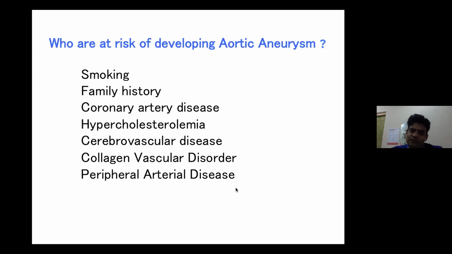Now, in which patients should we be looking, and who are at risk of developing aortic aneurysm? Once we know that, we can direct our screening towards such patients. Number one are smokers, who are at highest risk of having this disease. And if there is a family history of abdominal aortic aneurysm or thoracic aortic aneurysm, then there is a propensity for family members to have more of them. Patients having coronary artery disease are at higher risk of having aortic aneurysm.